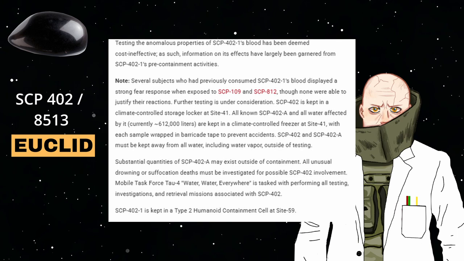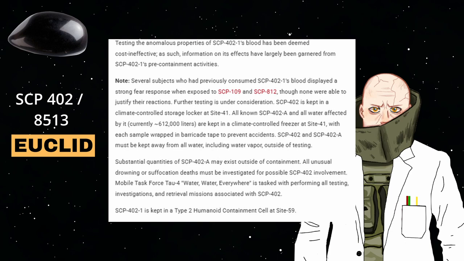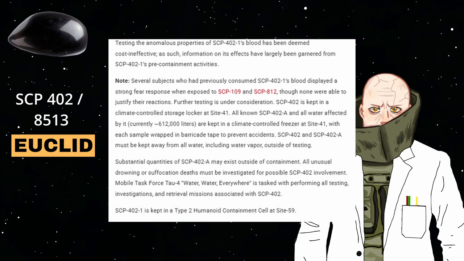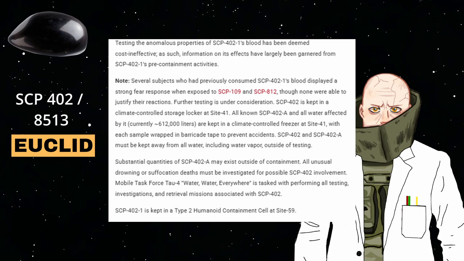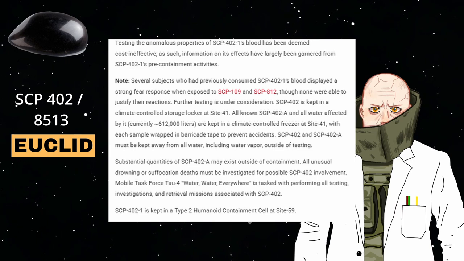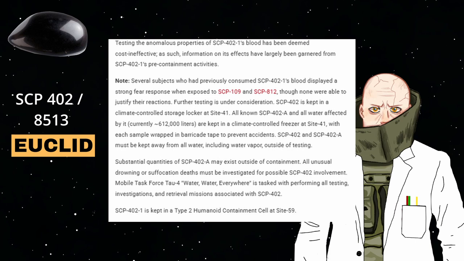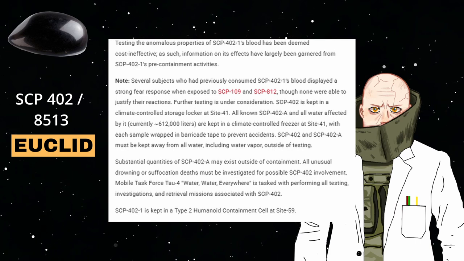402 is kept in a climate-controlled storage locker at Site 41. All known 402-A and all water affected by it are kept in a climate-controlled freezer at Site 401, with each sample wrapped in barricade tape to prevent accidents. 402 and 402-A must be kept away from all water, including water vapor, outside of testing.